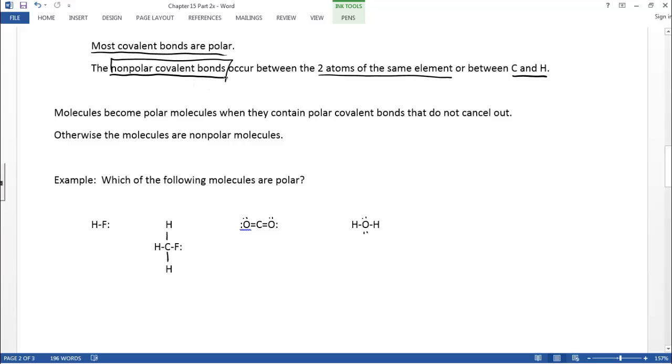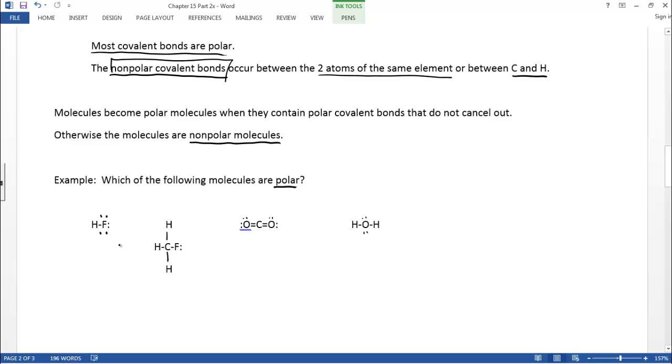Okay, what consequences does that have? Well, if the molecule contains polar covalent bonds, and they don't cancel out, that makes the molecules polar themselves. And if they do cancel out, or if there are only nonpolar covalent bonds, then you have nonpolar molecules. Okay, let's explore that a little bit more with some examples. Let's look at the following molecules and decide if they're polar or nonpolar.